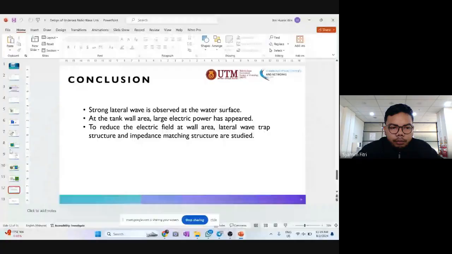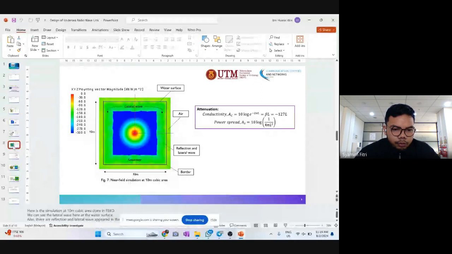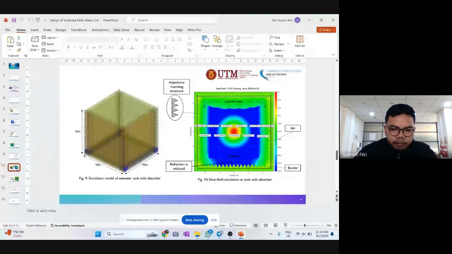Thank you for the question. For simulation, we are using the 10 meter cubic area, but for measurement, that's not possible because the tank is too big. So for practical measurement, maybe we will use a smaller tank, and we are now trying to use impedance matching structure to reduce the attenuation effect at the wall area. So now we are still studying this effect.